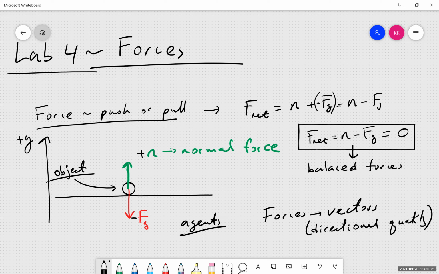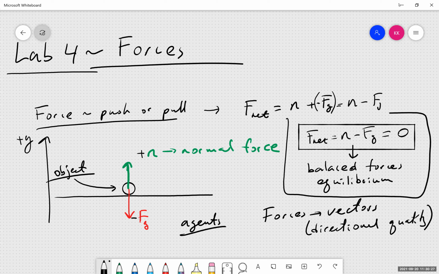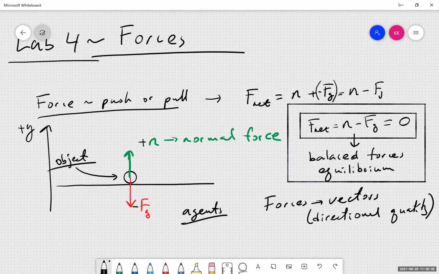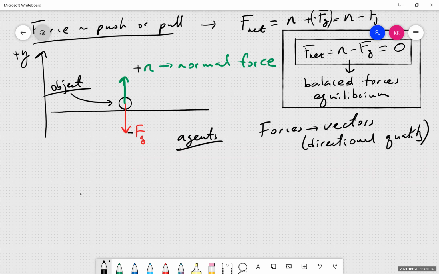So balanced forces, so object is in equilibrium. Okay, so we're going to look at balanced and unbalanced forces. Now, we can make this object move, for example, if we put it on an incline. Let's say I put some kind of incline, let me imagine if I have one, and I'm going to have you guys do this at home.